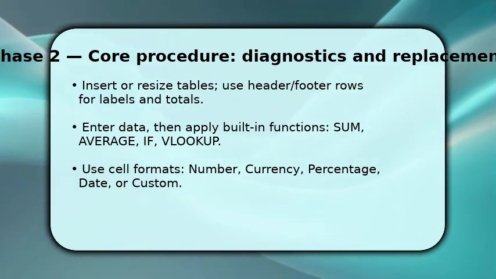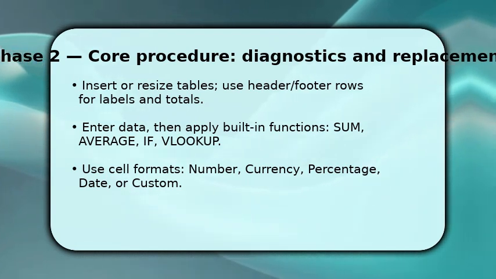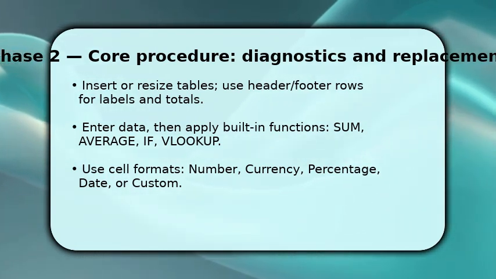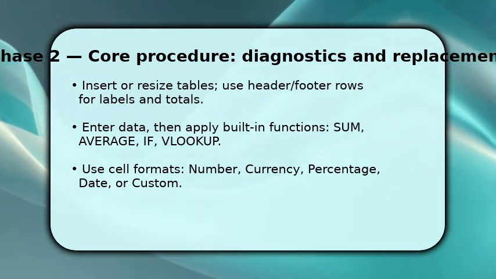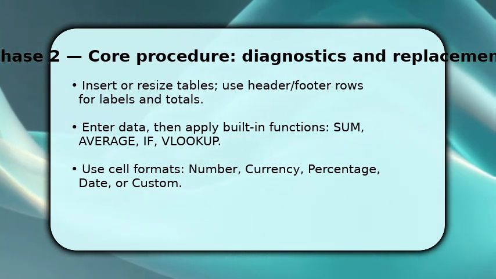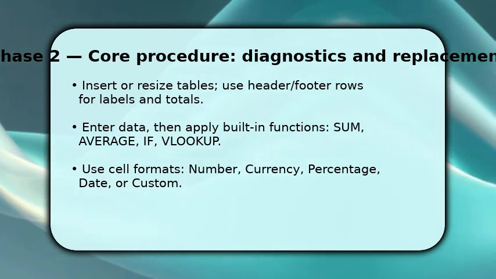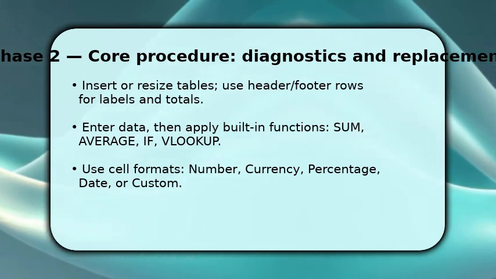Once your numbers are in, apply functions like sum or if by typing equals into a cell. Numbers suggests completions, which speeds work. Use VLOOKUP for lookups or average for quick summaries, and make sure to format cells, number, currency, or percentage, so values display correctly. When done, create a summary table, referencing original cells, to avoid duplicating.